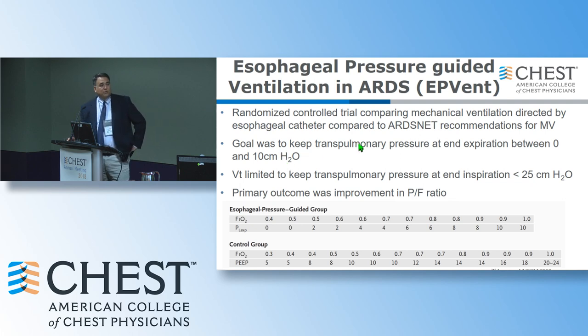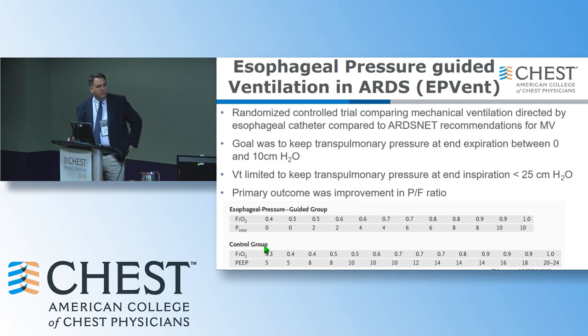And the goal was to keep the transpulmonary pressure at end expiration between 0 and 10. So they wanted to keep it positive. If it becomes negative, then your alveoli will tend to collapse. And the tidal volume was limited to keep the transpulmonary pressure at end inspiration below 25. So in the control arm, they were just shooting for a plateau pressure below 30, which is the standard of care. And their primary outcome here wasn't anything dramatic, but it was really an improvement in their PF ratio.